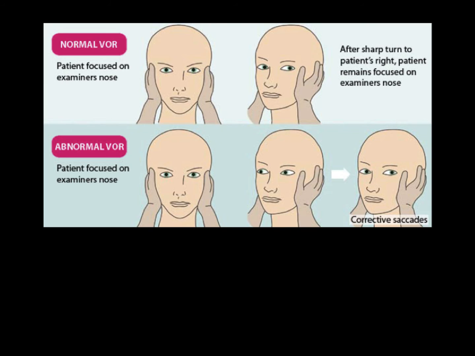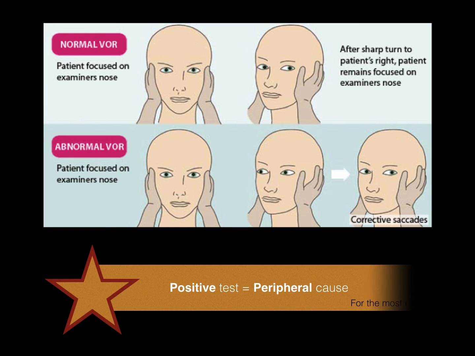Okay, if their eyes bounce back towards your nose, so they have this kind of delayed catch-up, that's called a positive test, but what it means is it's a peripheral vestibular cause. Now, this isn't a perfect test, okay, but it's good, and it may be better than an MRI. And that's an important thing to know because it's one of the few tests that you kind of hope is positive. A positive test means a peripheral cause. So it helps, both start with P, positive, peripheral. And this is, once again, for the most part.